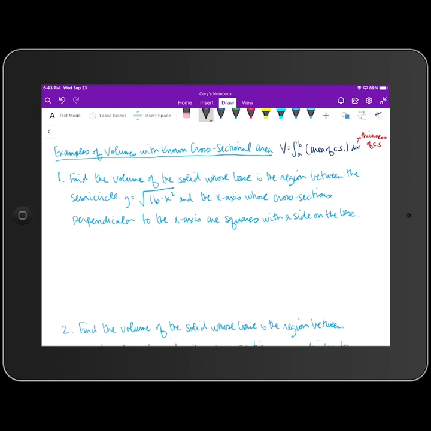For the next set of examples, we're going to take a look at volumes with known cross-sectional areas. The first one says to find the volume of the solid whose base is the region between the semicircle y is equal to the square root of 16 minus x squared and the x-axis, whose cross-sections perpendicular to the x-axis are squares with a side on the base.